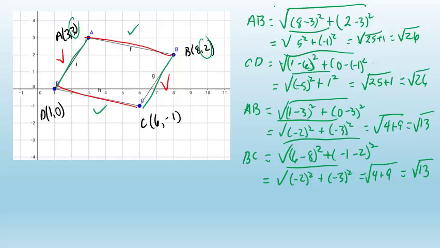And so then we can say that, yes, this is a parallelogram since both pairs of opposite sides are congruent.